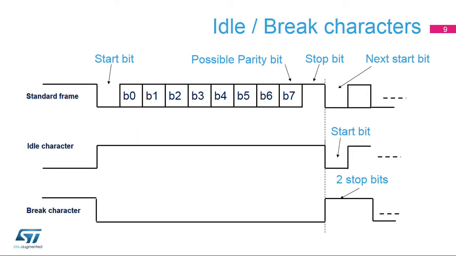The previous slide described a standard frame. This slide shows an example of an 8-bit data frame configured with one stop bit. An idle character is interpreted as an entire frame of ones. The number of ones will include the number of stop bits as well. A break character is interpreted as receiving all zeros for a frame period. At the end of the break frame, two stop bits are inserted.